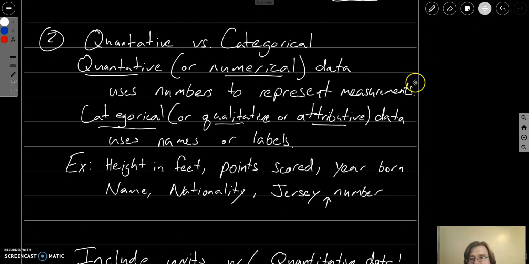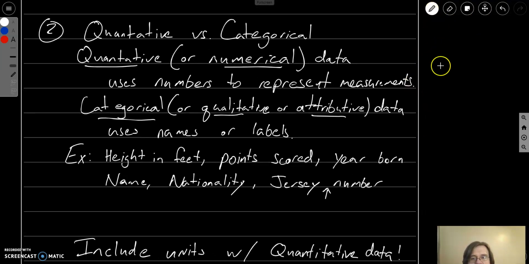Next, we'll look at quantitative versus categorical data. Quantitative data is also called numerical data, and it uses numbers to represent measurements. These numbers will correspond to an amount of something, so they're trying to quantify some amount. Whereas categorical data, also known as qualitative or attributive data, is going to use names or labels. Now, these names or labels could involve numbers, so you have to be a little bit careful when determining something as quantitative or categorical.